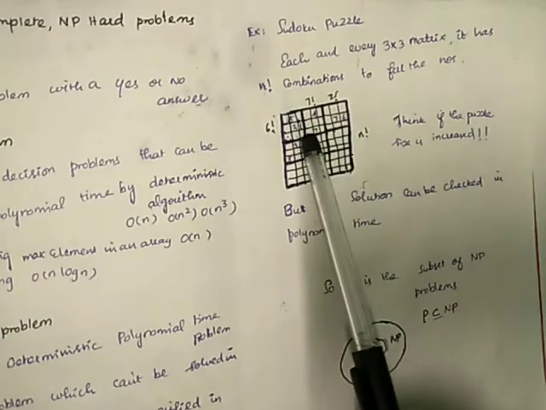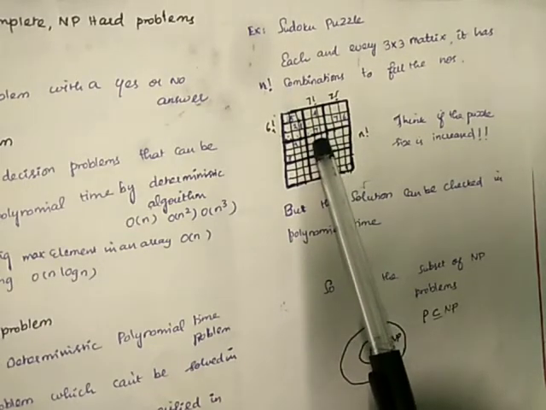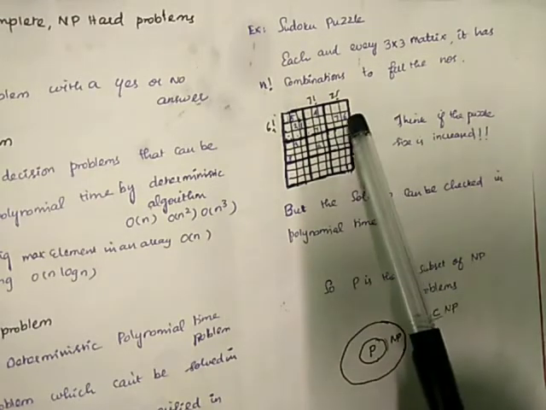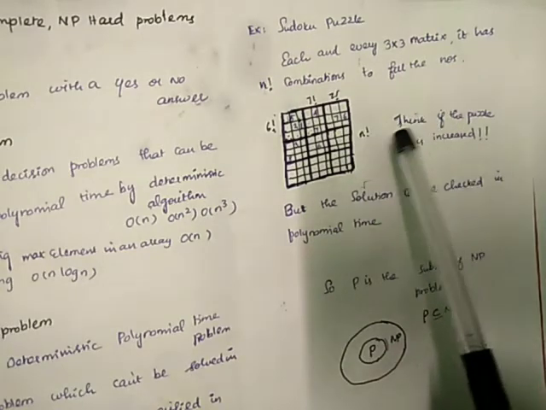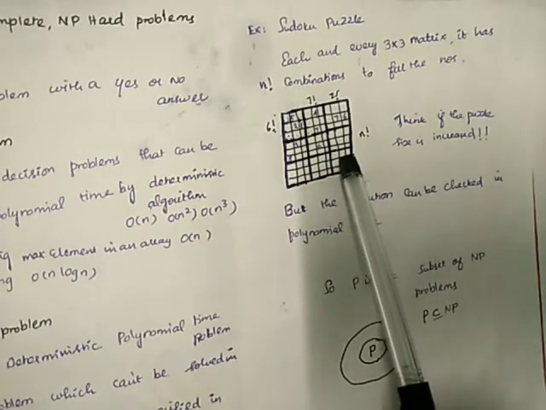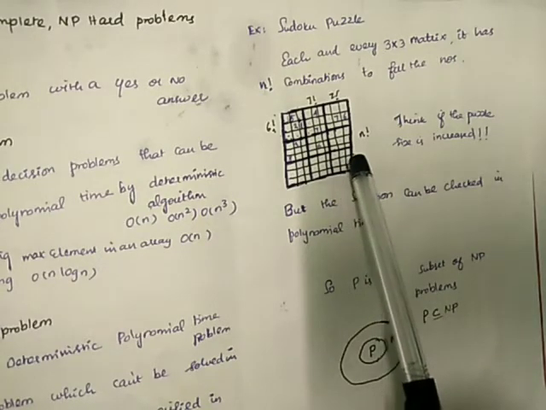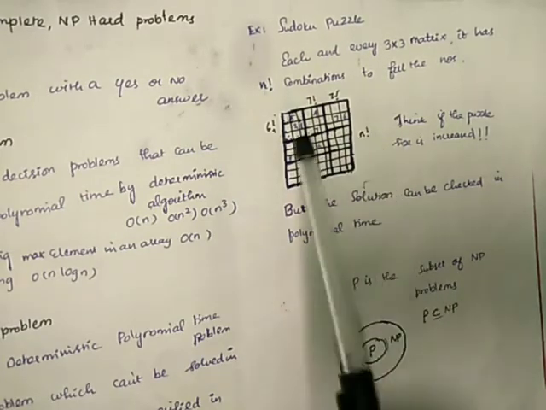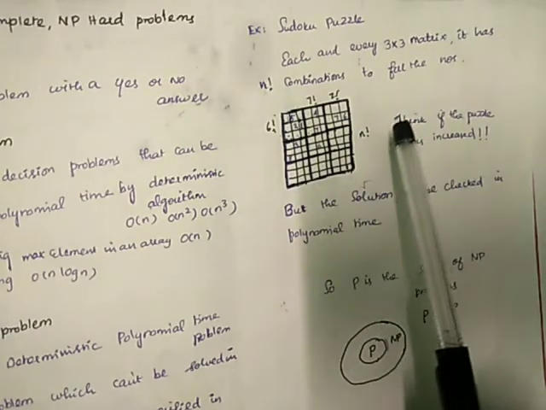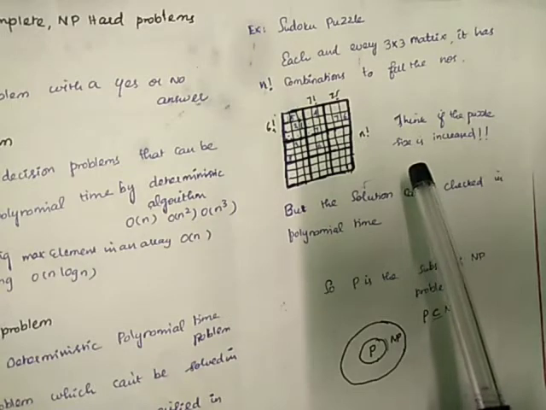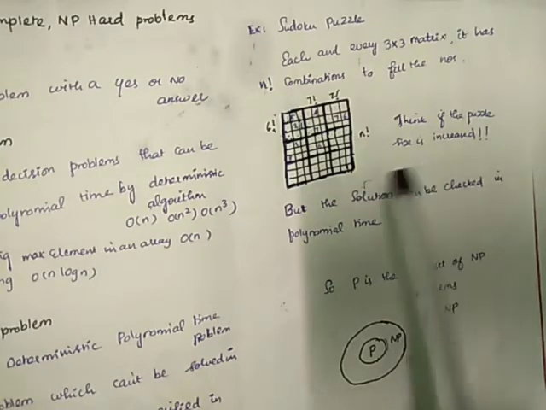Likewise, for the second 3 cross 3 matrix, 2 cells are filled, so we have 7 factorial combinations. Likewise, the remaining cells have n factorial combinations to fill the numbers. So approximately the algorithm efficiency class will be n factorial for this problem. If you increase the size of this matrix, here it is 9 cross 9, into some 81 cross 81, then the problem complexity and the running time will be more. So this problem cannot be solved in polynomial time.